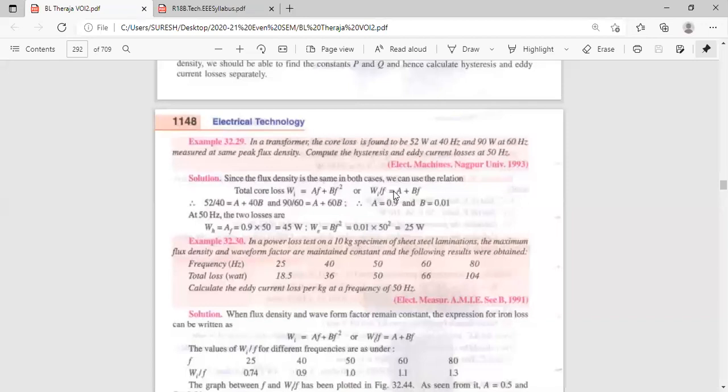So this is the theory. Now we'll go to the problem about the iron loss. Take down this problem, first problem. In a transformer, the iron loss is, take down this, I'll explain later.